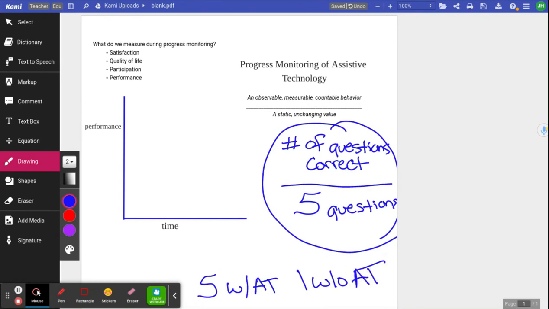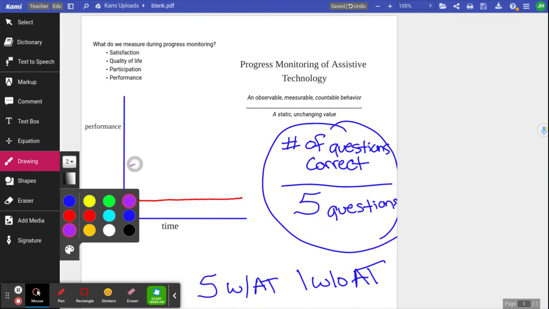Okay, and then we're going to graph them. So let's just say that my red line is going to be without AT. And we're going to say it's probably about right here. Okay. But then when we do our assistive technology, and we're going to have that be a purple line, let's hope that it's going to go here. It's going to go up.